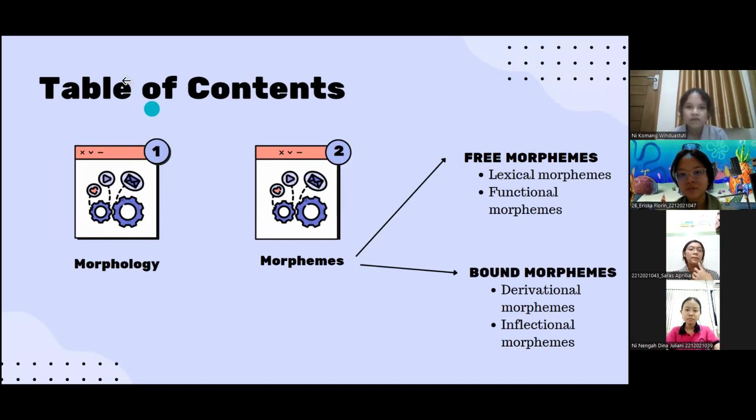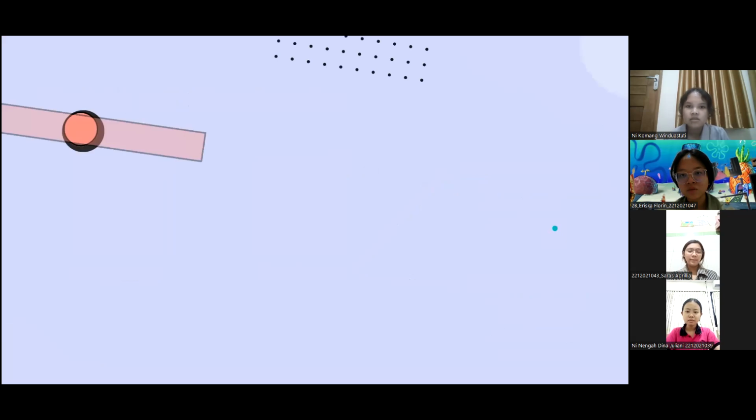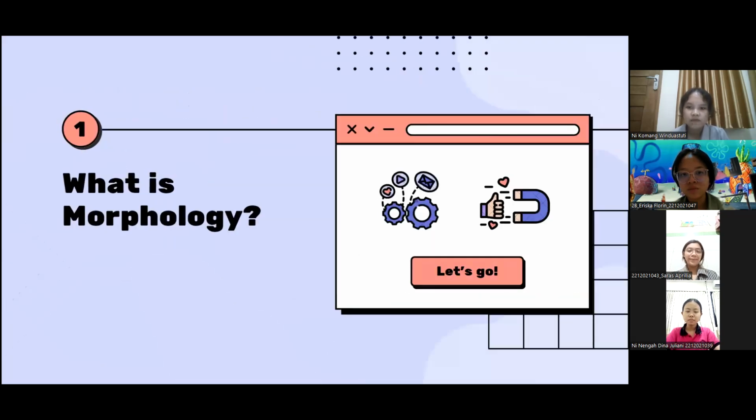Okay, thank you Dina for this opportunity. So today I want to do a presentation. Here is the table of contents that we are going to discuss today. The first one is morphology, and the second one is morphemes. In the morphemes there are two topics that we discuss today, free morphemes and bound morphemes. So now let's take a look at the first material. What is morphology?